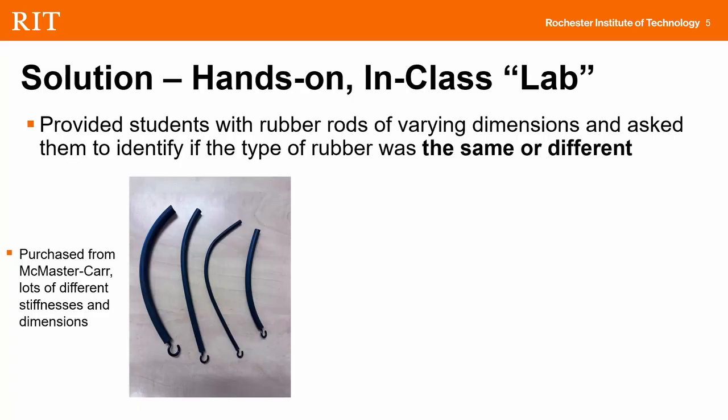McMaster-Carr sells them. They have lots of different cross-sectional areas, as well as a couple different stiffnesses that you can buy. And I passed them around to the students, and I said, first, your task is to try and figure out, are these rods made of the same material or are they made of different materials?